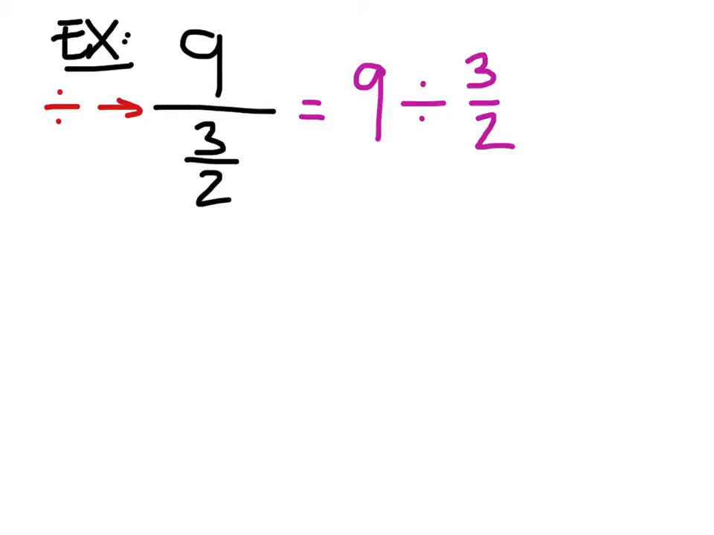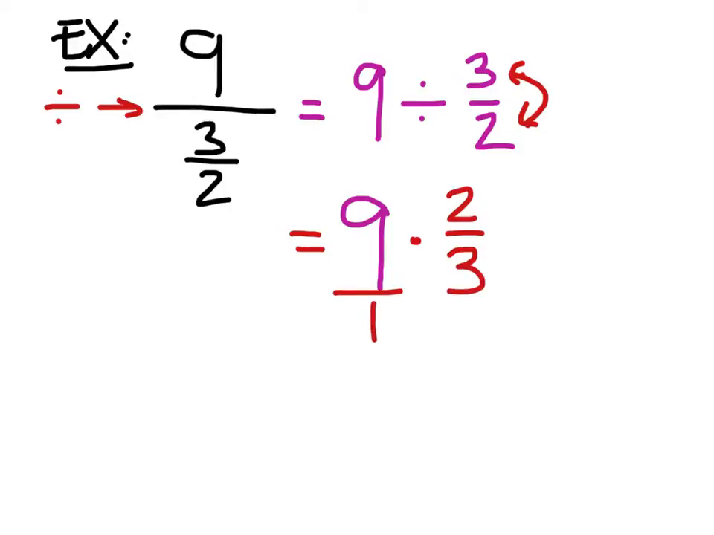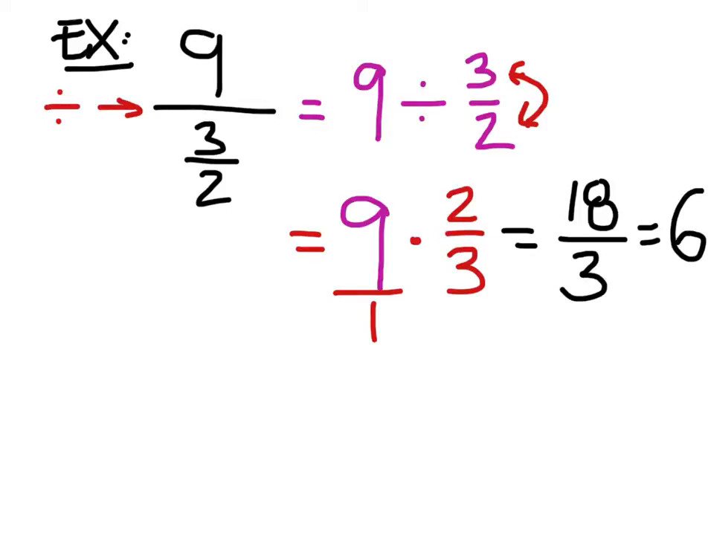Can you divide this fraction? No, you cannot. You can only multiply fractions. So you take the reciprocal, which would be 2/3, times 9/1. 9 times 2 is 18, 1 times 3 is 3, and 18 divided by 3 is 6.